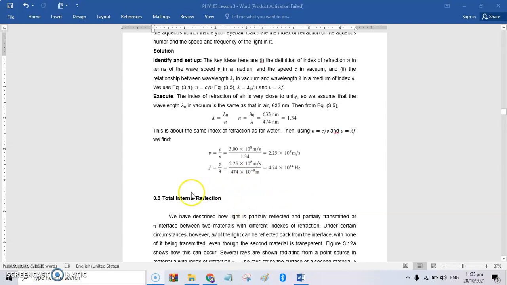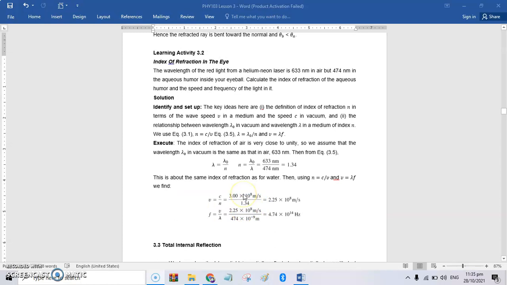We will continue this, 3.3, in our next session.